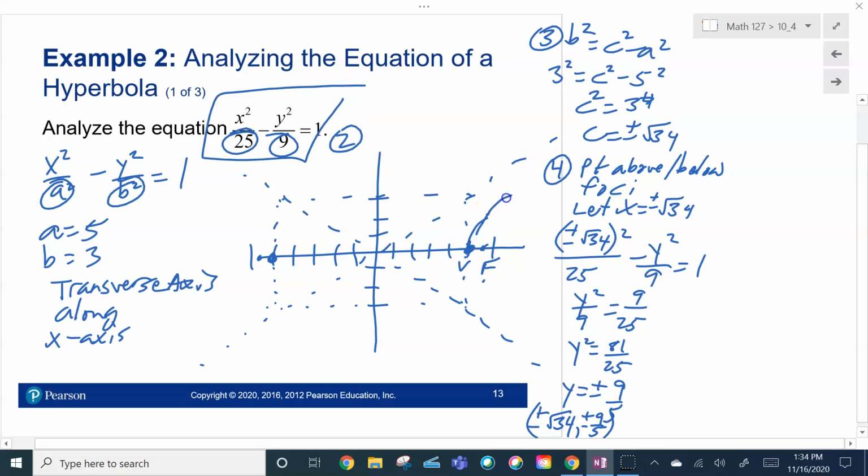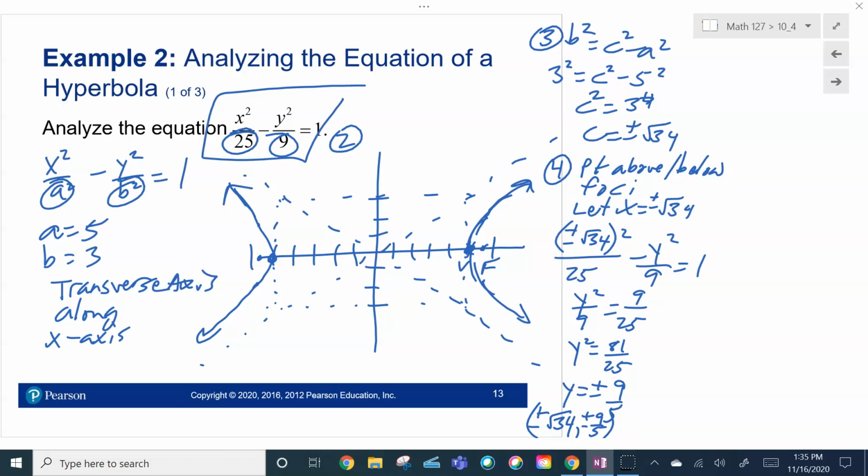So this is kind of showing us negative root 34, up 1 4/5, and negative root 34, down 1 4/5, hitting that vertex. I didn't draw that very well, but you kind of get the idea.